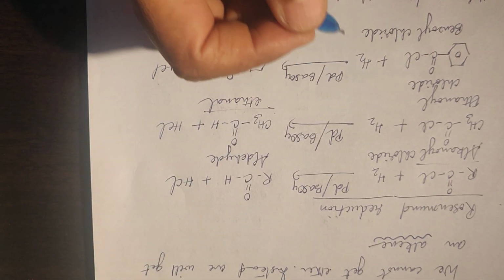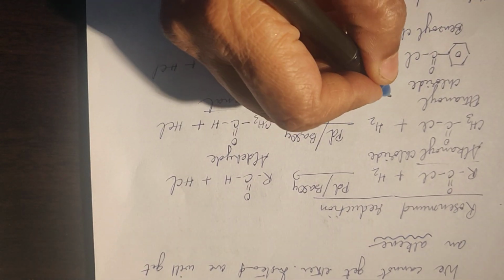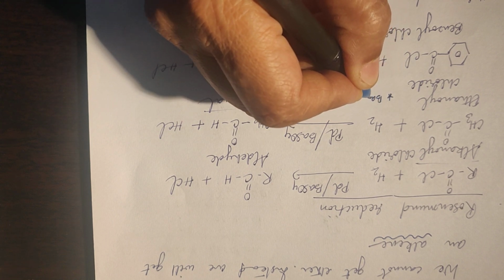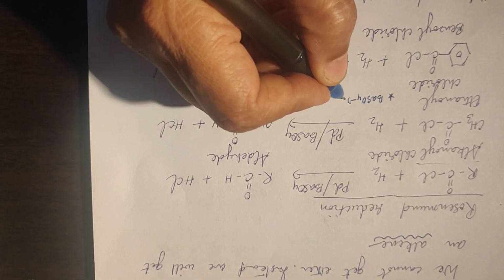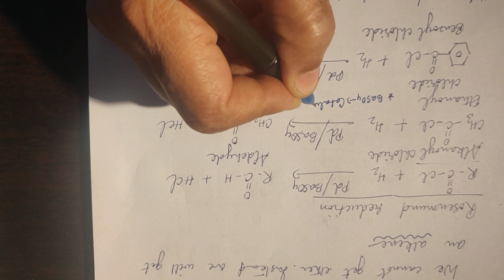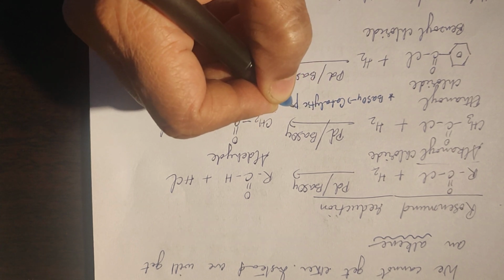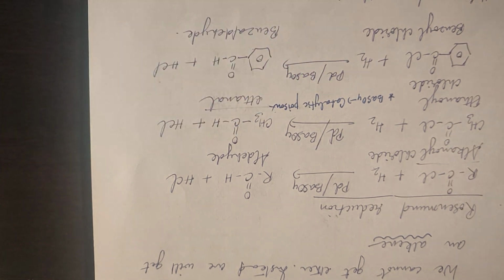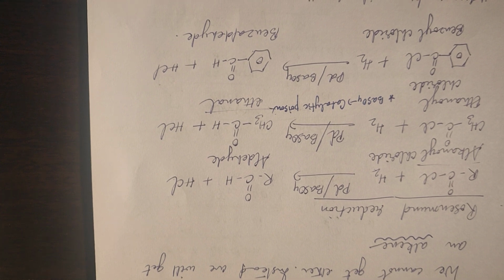Now what is the role of this BaSO4? BaSO4 acts as a catalytic poison.